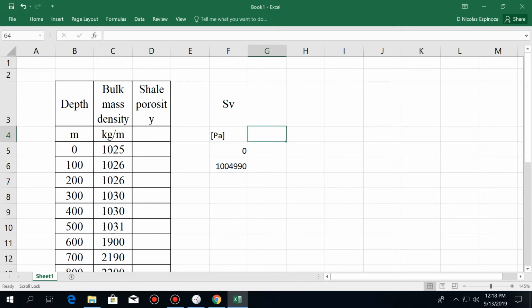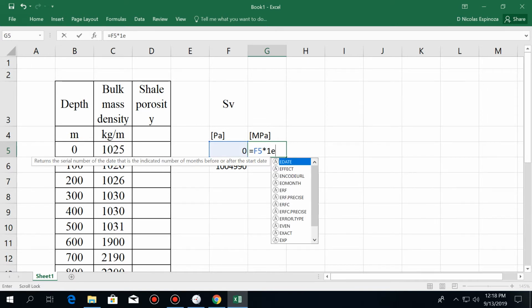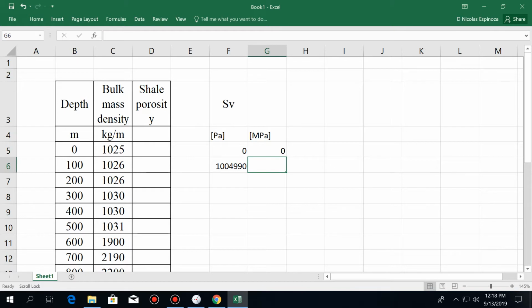I don't like looking at pascals, so let's convert it right away to MPa to see if I have something that makes sense. Alright, so 1 megapascal is going to be a pascal divided by 1 million, right? So I'm going to multiply this by 10 to the minus 6, and here I should get 1 MPa. And that makes sense. 100 meters, that's going to be 1 MPa, because in 1 kilometer I have 10 MPa. So in 100 meters I should have 1 MPa. Just to verify that everything is okay here, let's also try this in feet, just to compare.